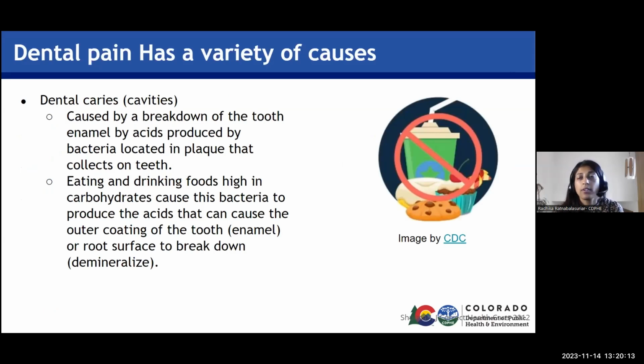Dental pain does have a variety of causes, one of which is dental caries, also known as cavities. This is caused by a breakdown of the tooth enamel by acids produced by bacteria located in plaque that collect on teeth. Eating and drinking foods high in carbohydrates cause this bacteria to produce the acids that can cause the outer coating of the tooth or the enamel or the root surface to break down. Next slide, please.